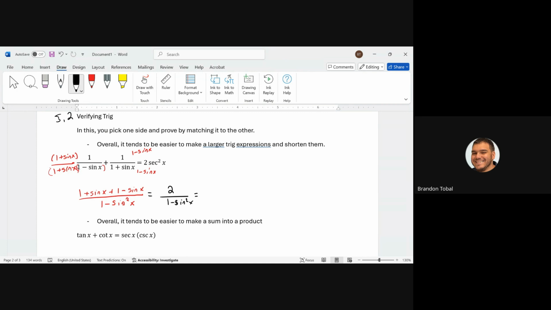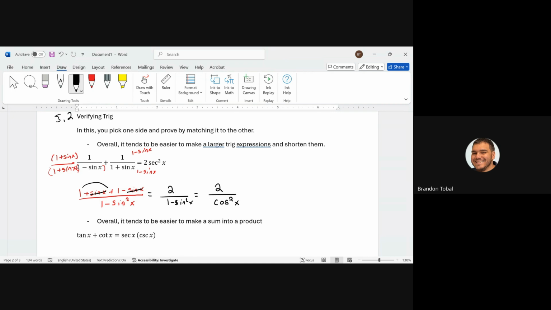Okay. So then over here, 1 minus sine squared x. Oh, 1 plus 1 is 2. And then the signs subtract each other, because it's sine minus sine, yeah? Combine like terms. Now, 1 minus sine squared x, using the Pythagorean identity, is cosine squared x.